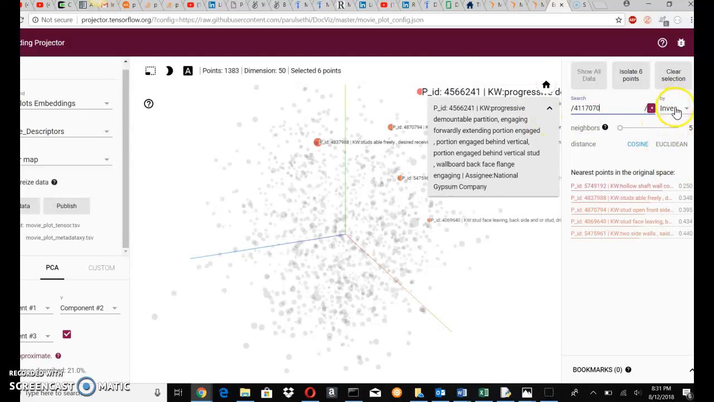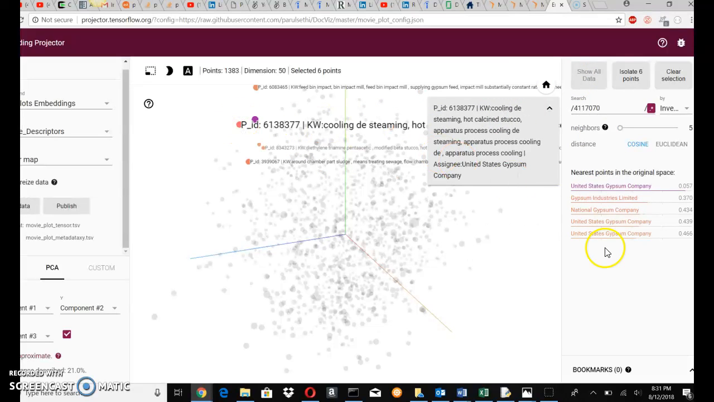We can also organize it with the assignees, like these are the nearest assignees to the patent. This is with respect to the PCA which you had asked us for.